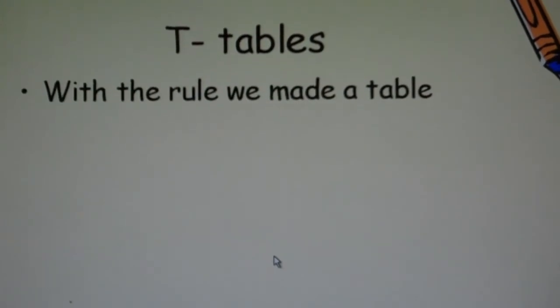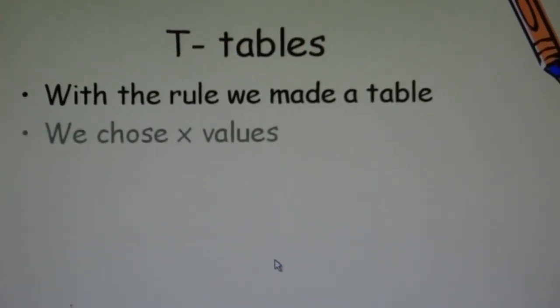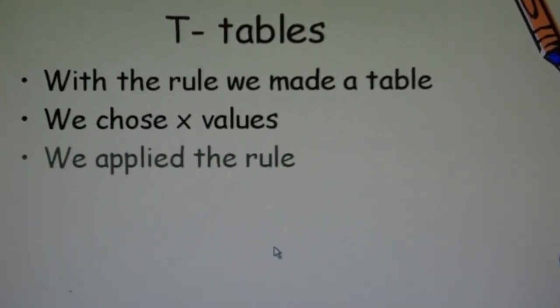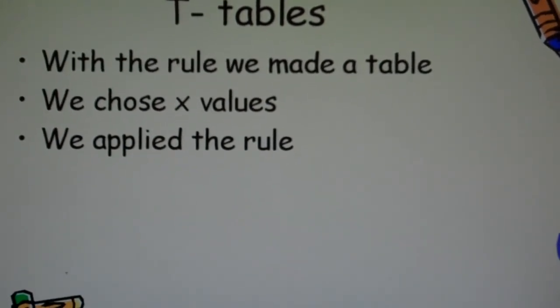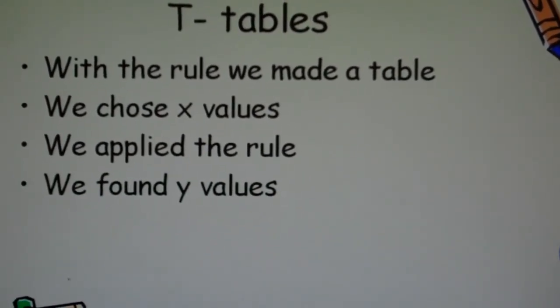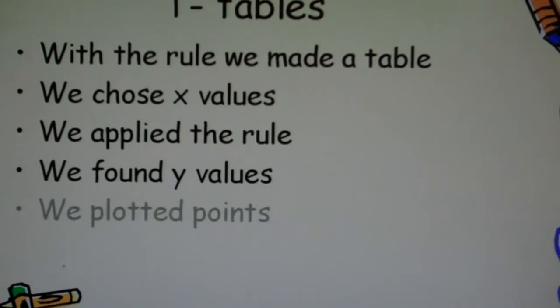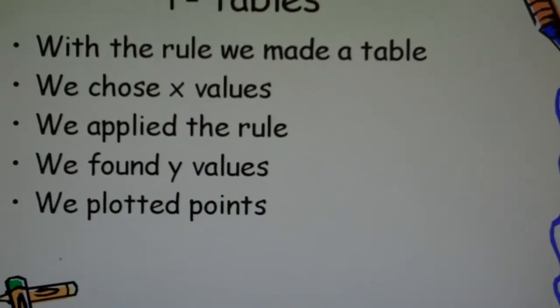We've made some tables. This is where we choose x values, we apply the rule, we find y values. Let's take a look at what that looks like, and we plot points.